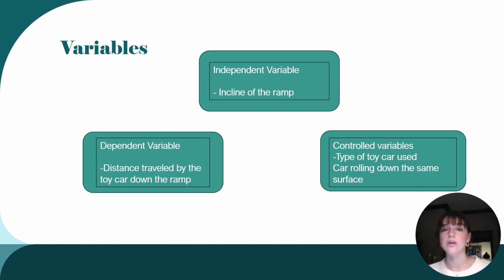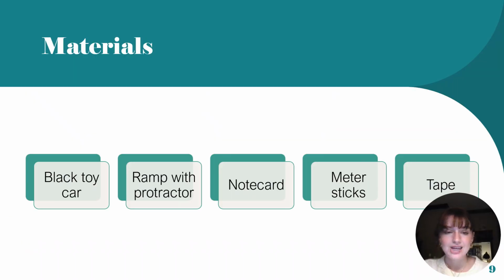Those are things that we are keeping the same across all of the trials that we're conducting. Some of my controlled variables are the car that we're using. We use the same car for all the trials, and also the surface that the car is rolling down. Because if I change the surface that the toy car rolled down, there might be different kinds of friction, and that would really skew our data. So I kept the surface the same for all the trials.